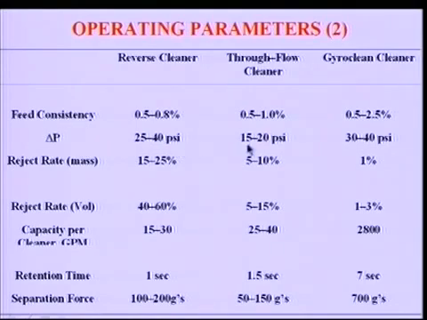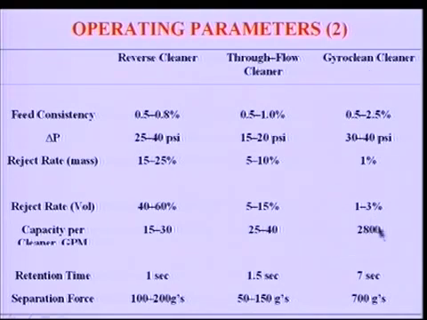Pressure drop is in the order of 15 to 20 psi in the Throughflow cleaner, somewhat higher in the gyro cleaner and reverse cleaner. Reject rate, as we saw earlier, is very high in the reverse cleaner, but relatively low in the Throughflow cleaner and quite low in the case of the gyro cleaner. Volumetric flow rate of the feed through a reverse cleaner can be of the order of 15 to 30 gallons per minute, 25 to 40 for the Throughflow cleaner, whereas very high, 2800, in the gyro cleaner.